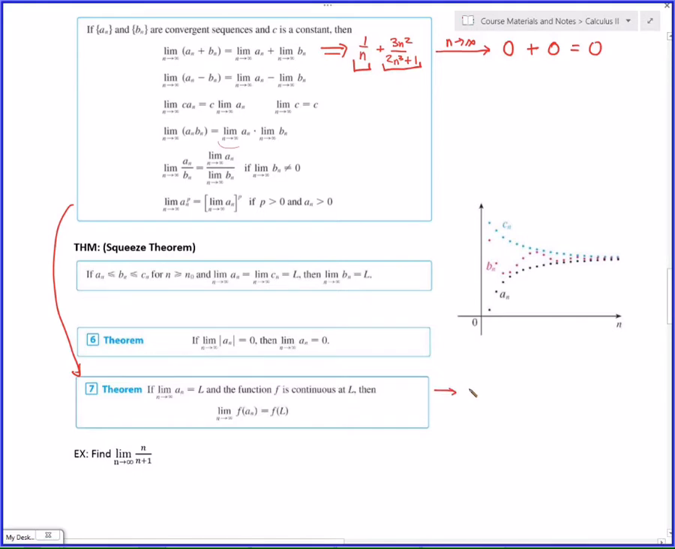So this could mean things like if you have the limit as n goes to infinity of sine of 1 over n. Sine is a continuous function, so what can you do with the limit? You can move it inside. And this is the same thing as sine of the limit as n goes to infinity of 1 over n. And what's the limit as n goes to infinity of 1 over n? 0. So you get sine of 0, which is 0.